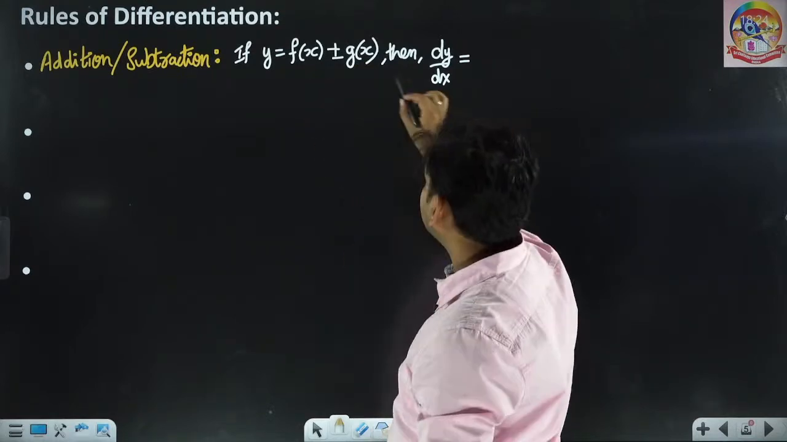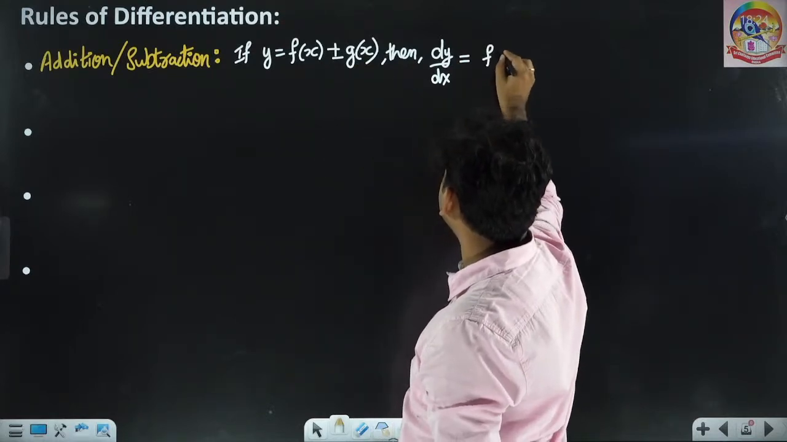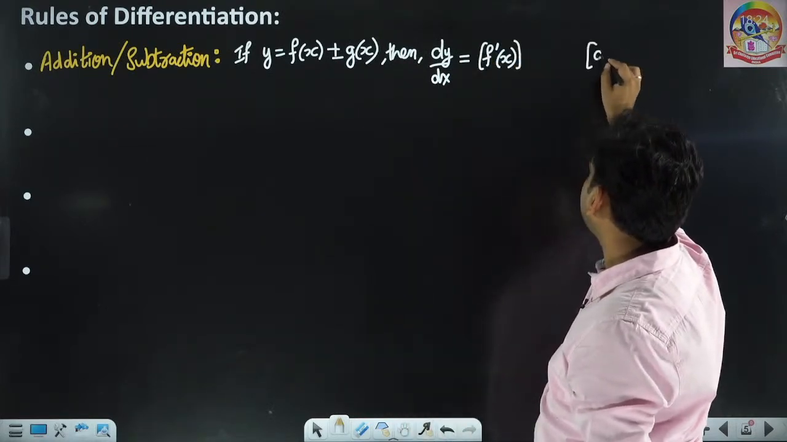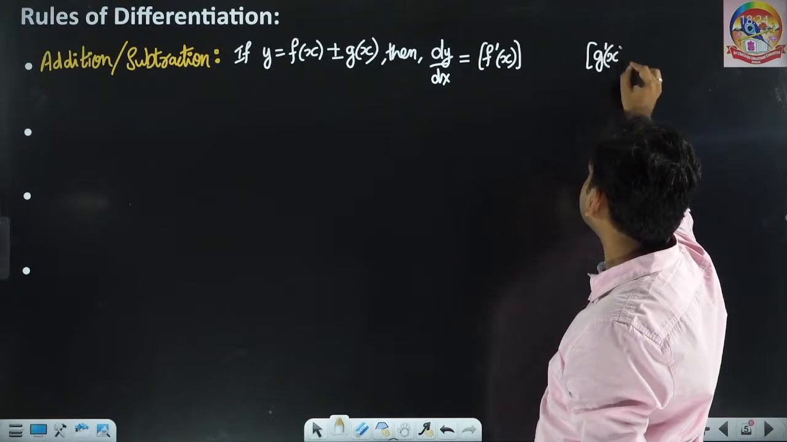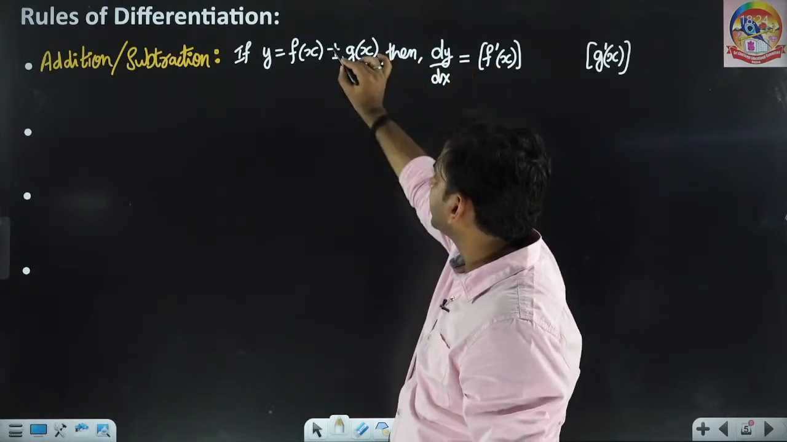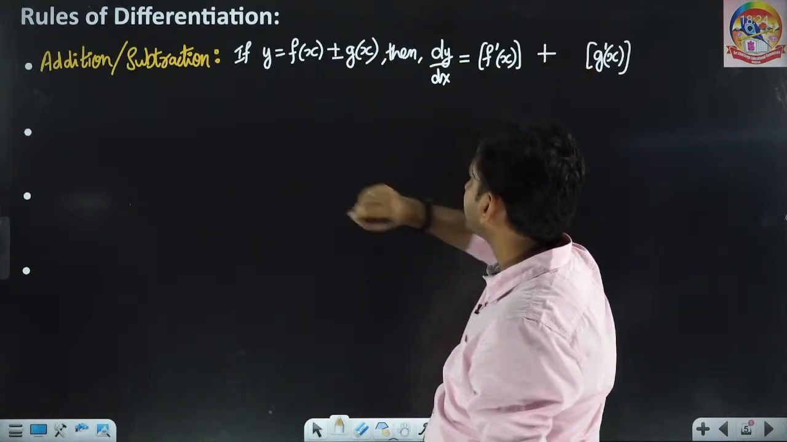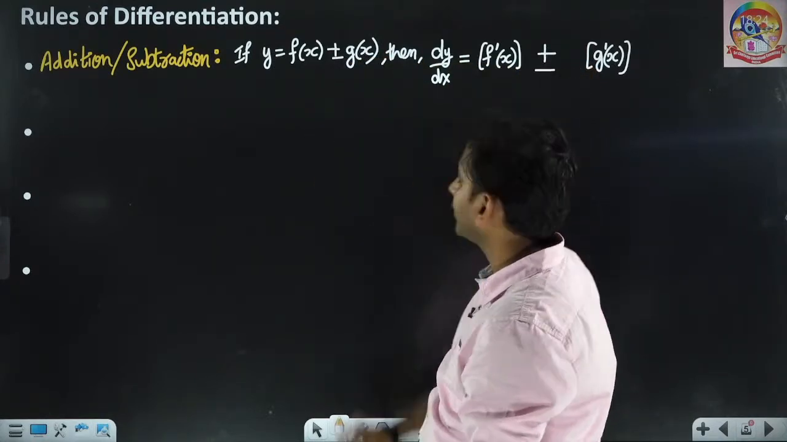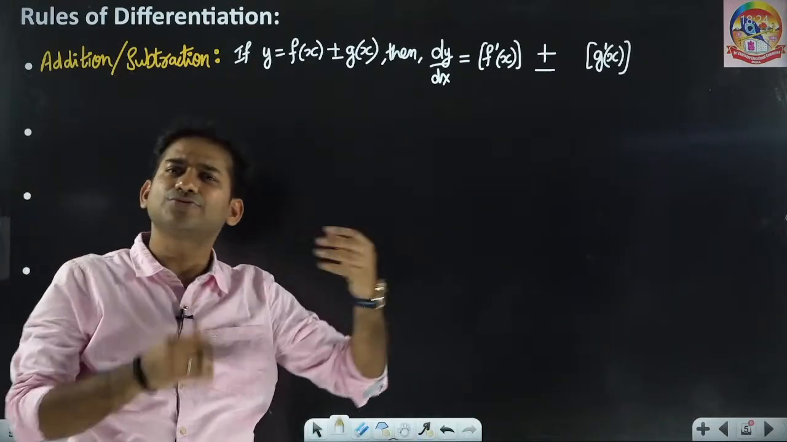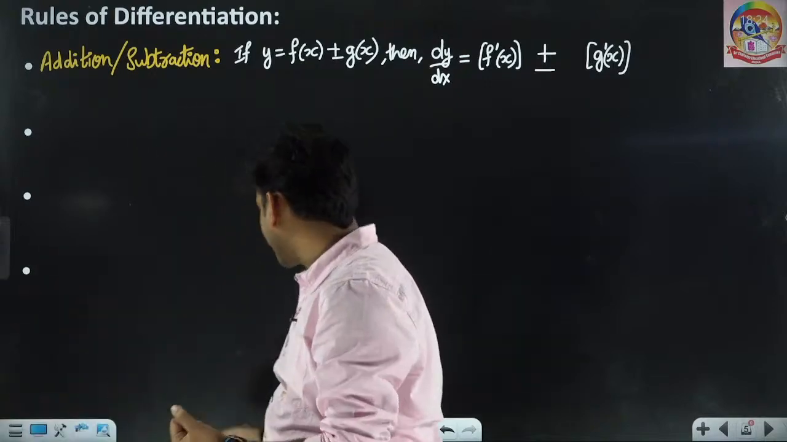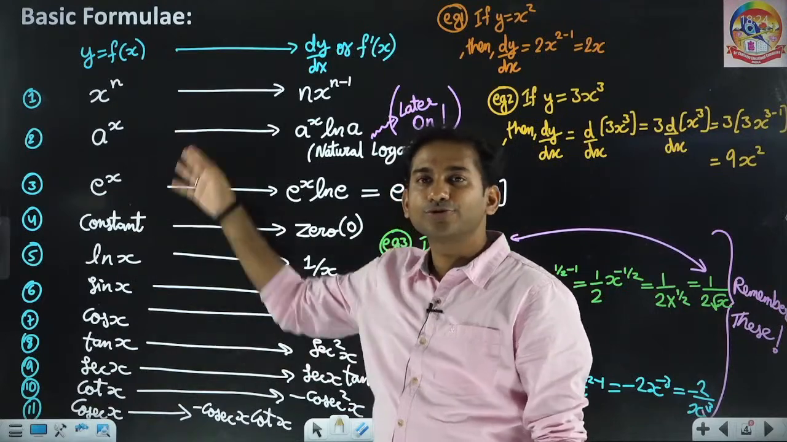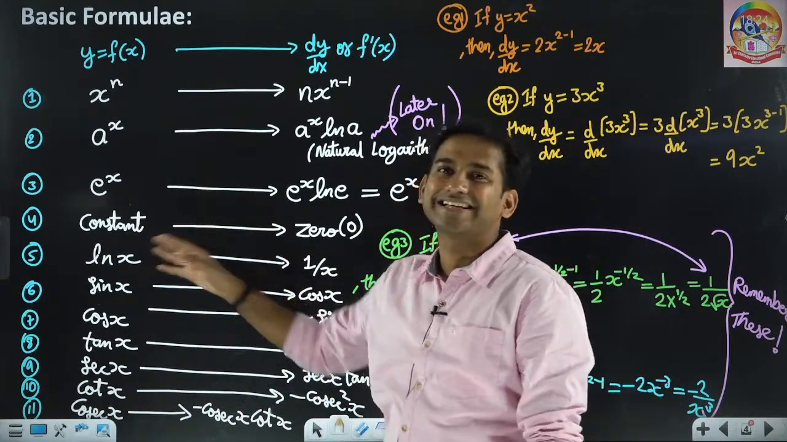The plus or minus sign in between will remain as it is. That means the derivative of f(x) will be f dash x, the derivative of g(x) will be g dash x, and if there was a plus in between, it will remain as it is. If there was a minus in between, it will remain as it is. It's very simple. In case of addition and subtraction, you just have to differentiate the two terms independently, and those two terms can be any from these. The answer is exactly in front of you.